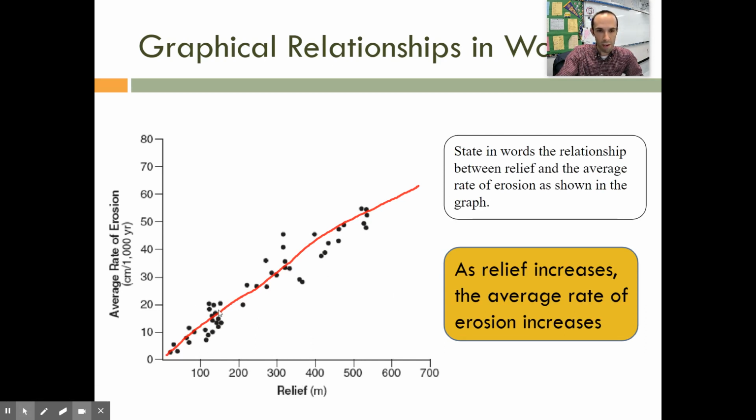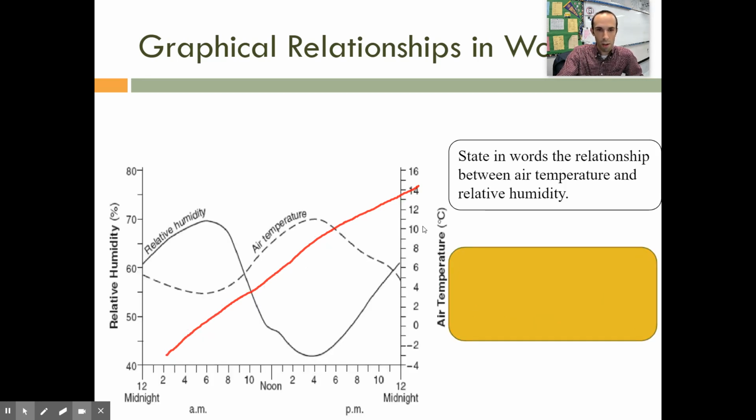You can see this in a scatter plot graph, not a line graph, but you can see the relationship there. Okay, and we'll deal with scatter plot graphs as we go along here. All right, let me do one more here.